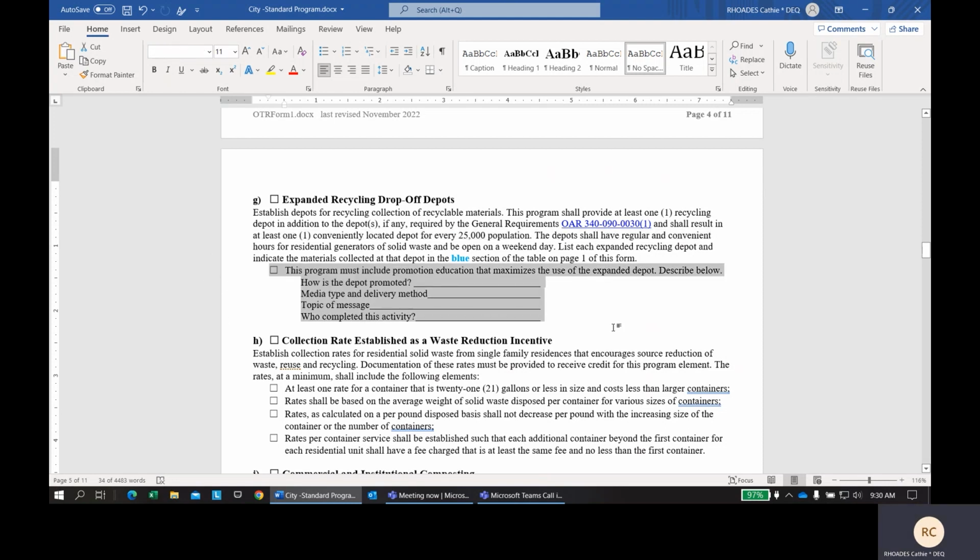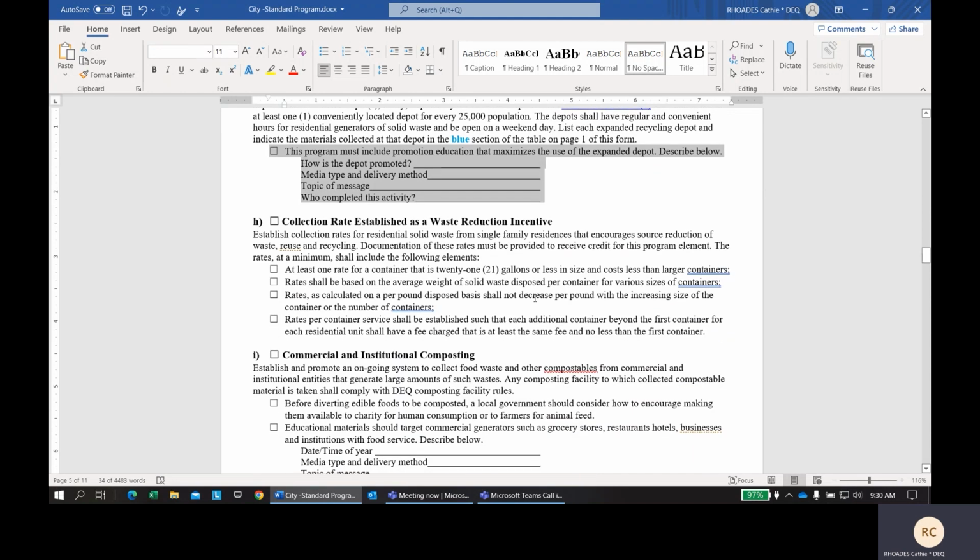Next, there needs to be some promotional information that goes out to residents so they know where the depots are and what they can recycle at the depot.